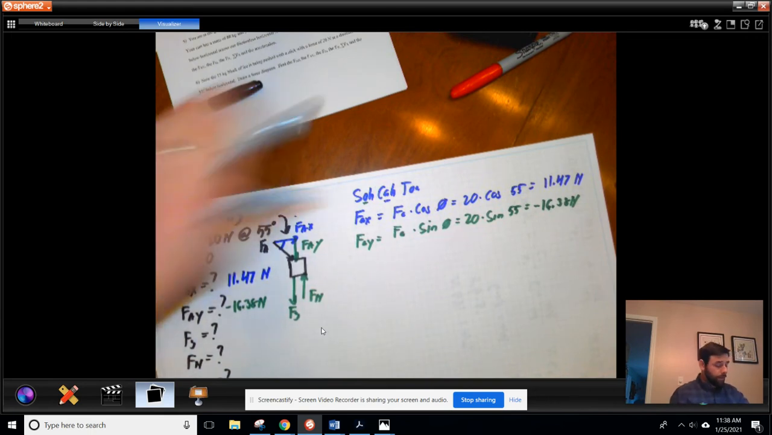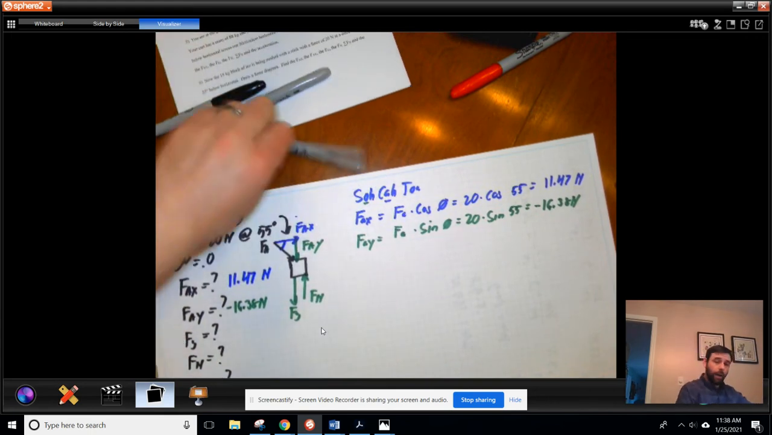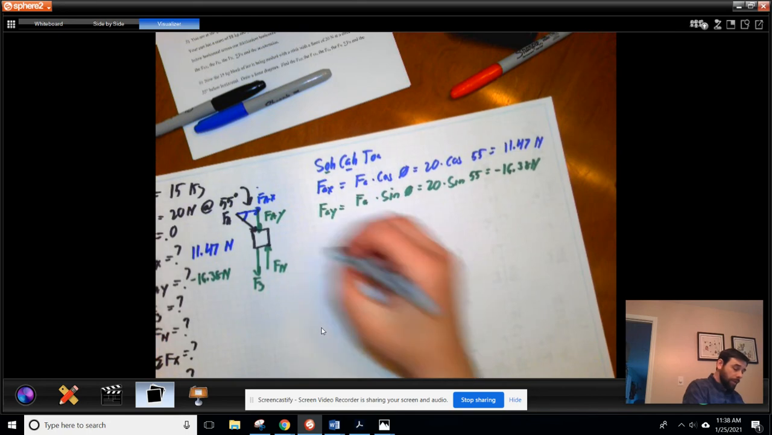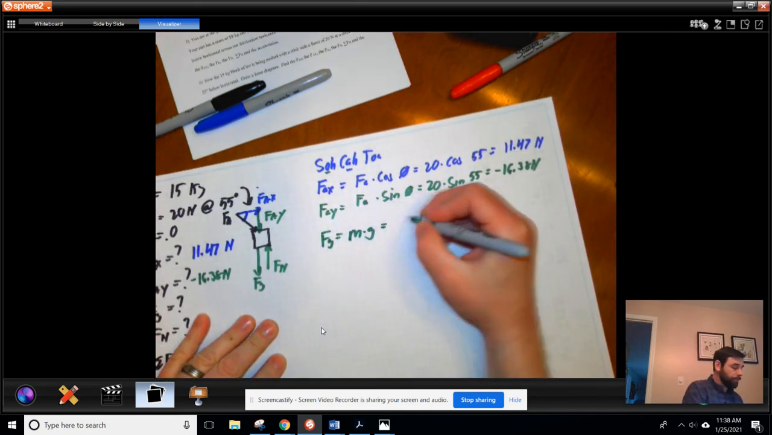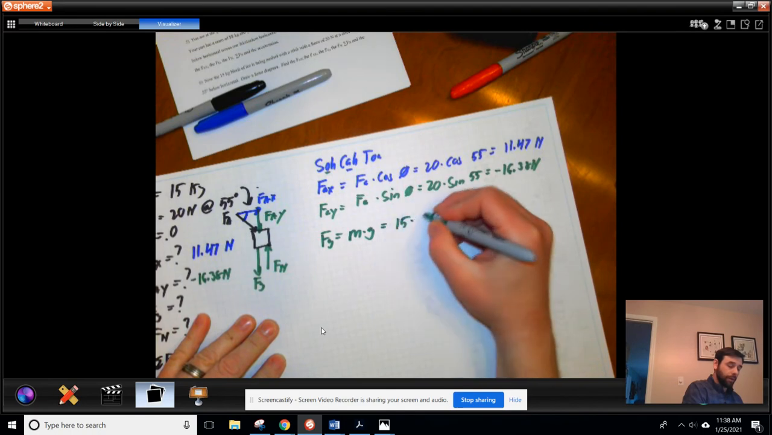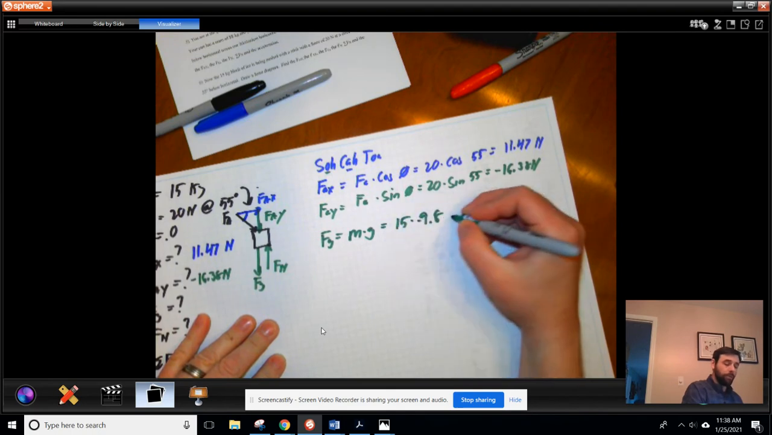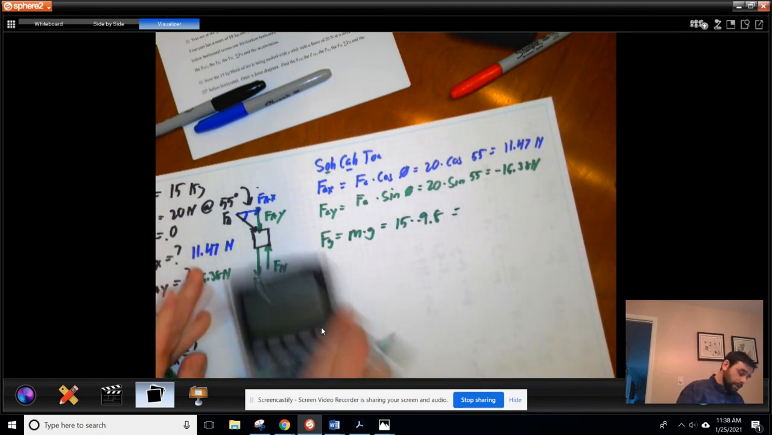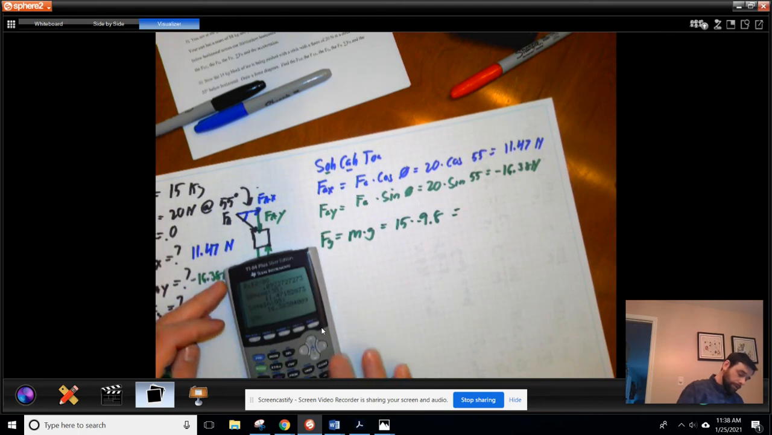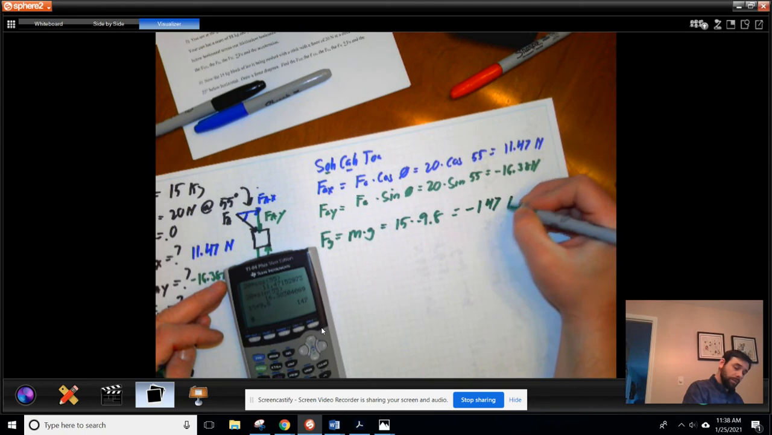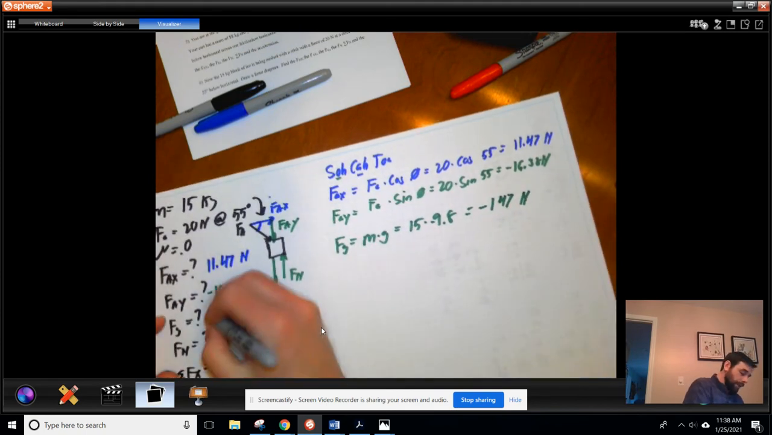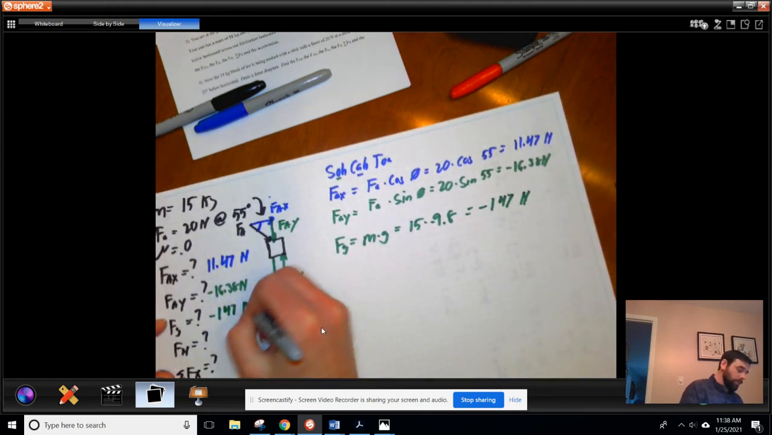Okay, now I asked you for force of gravity. Force of gravity is just going to be mass times gravity again, right? Our mass is 15, our gravity is a negative 9.8. So 15 times negative 9.8 gives us negative 147 newtons. All right, cool. Negative 147 newtons.